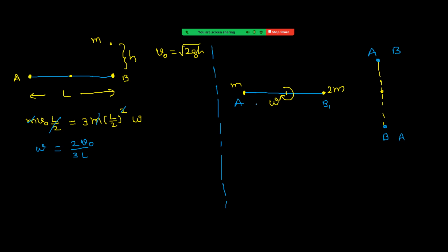Then see what we can do here. Let us take this as reference level. Initially, no gravitational potential energy, only kinetic energy. That is equal to half I omega square, where I is 3m times (L by 2) whole square, and omega is 2 V naught by 3L.